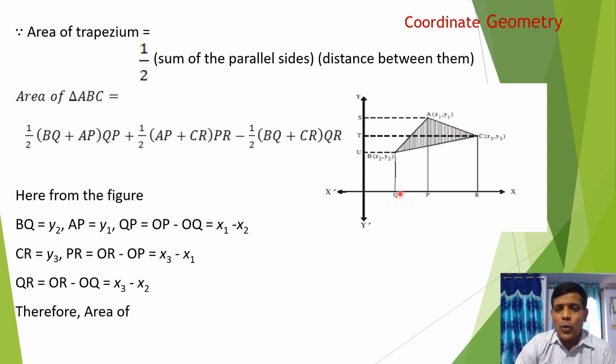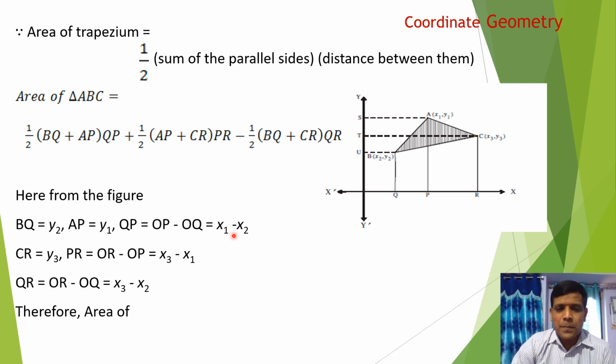Now QP is written as follows. Already OQ represents x2 units and OP represents x1 units. So QP is equal to OP minus OQ. What is the value of OP? OP is equal to x1 and OQ is equal to x2. So QP is equal to x1 minus x2. That is the distance between the two parallel sides.